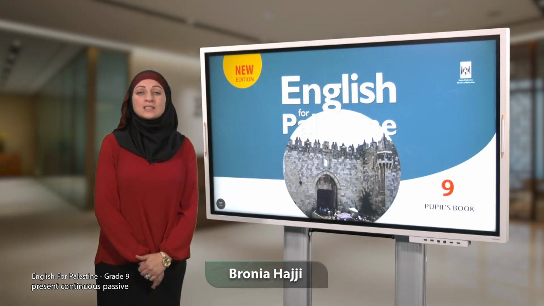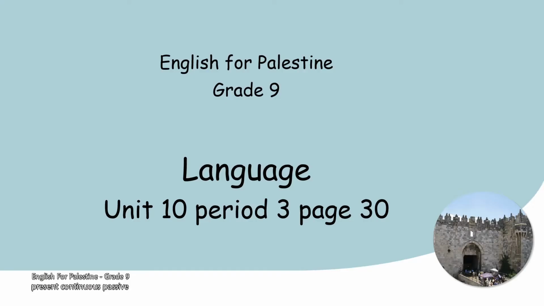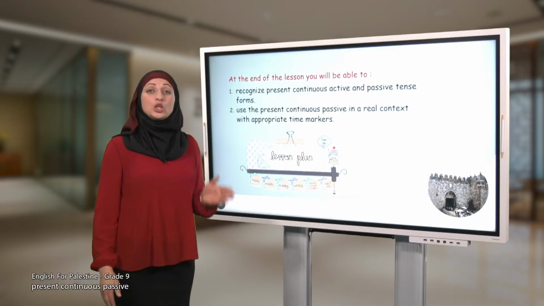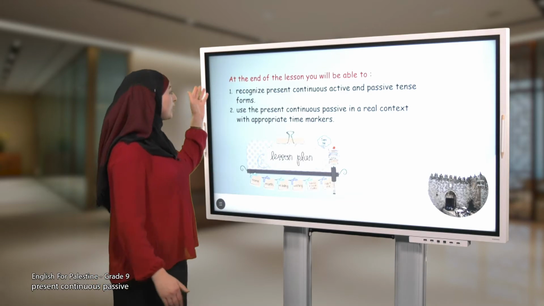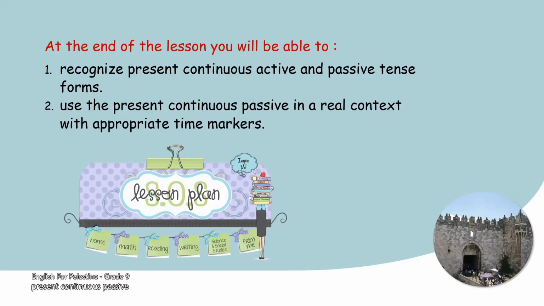Today, our lesson is about present continuous passive. So, let's start. At the end of this lesson, you will be able to, number one, recognize present continuous active and passive tense forms. Number two, use present continuous passive in a real context with appropriate time markers.